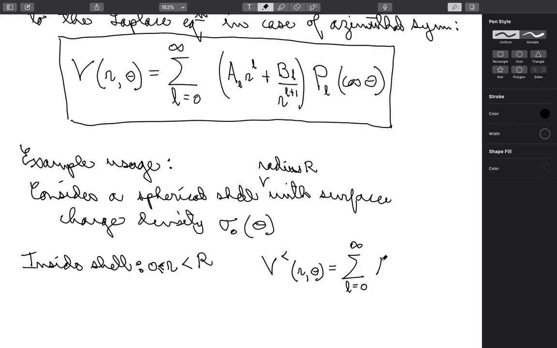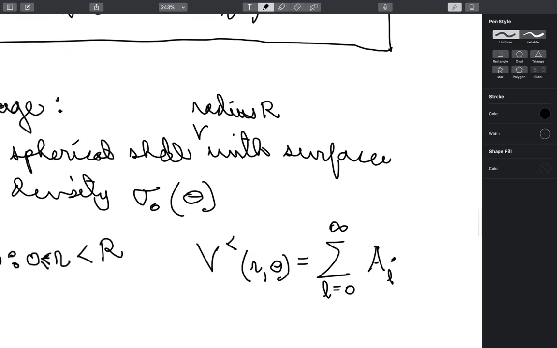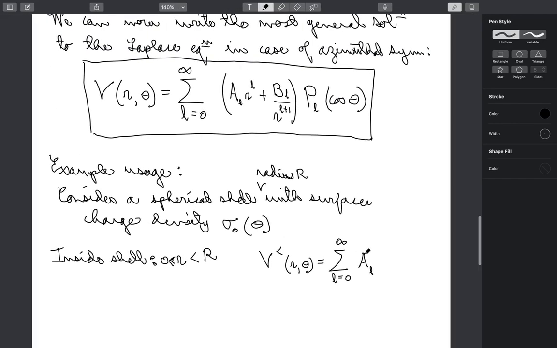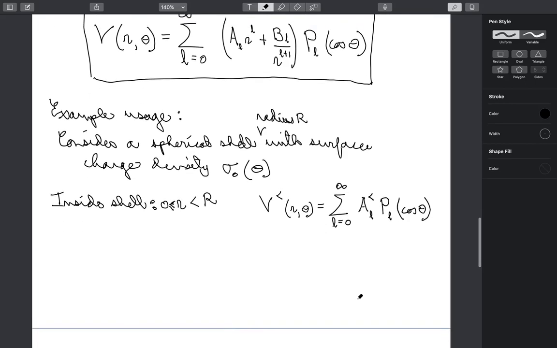So the V inside the shell, so for radii less than R, I'll just denote as V lesser. This has to be a sum from L equals 0 to infinity of only this part of the solution, because the other diverges, so it's not acceptable. So I've got some coefficients, A_L lesser, to distinguish them from the ones outside later, times P_L of cos theta. My solution to the Laplace equation inside the spherical shell has to be of that form, for r up to R.